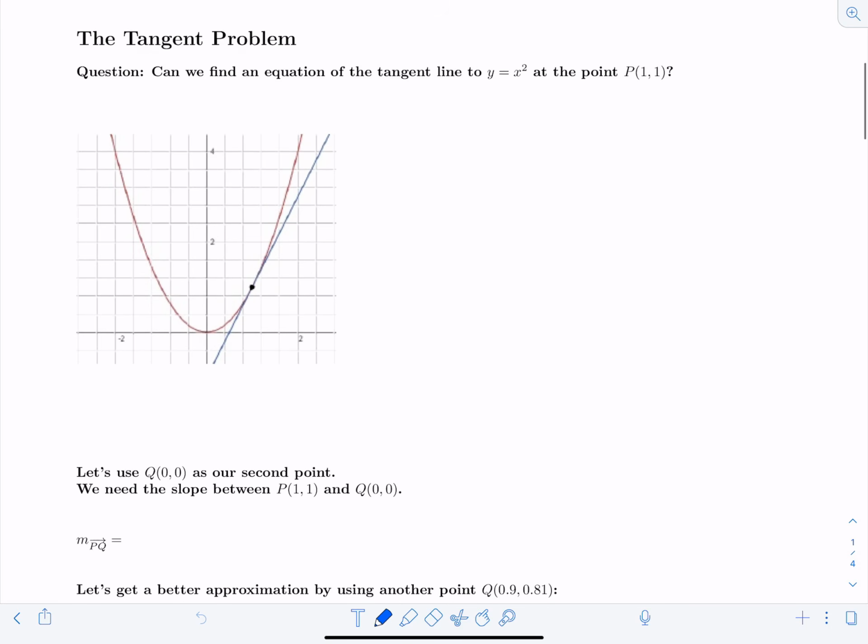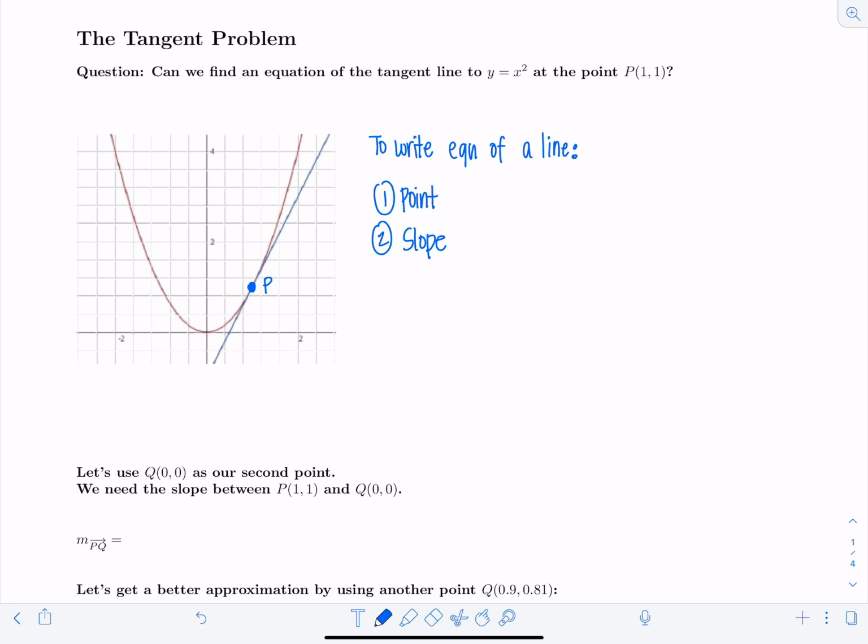Can we find an equation of the tangent line to y equals x squared at the point (1, 1)? So here's my point P, (1, 1), on the graph of y equals x squared, and I want the equation of the tangent line to that curve. Now let's think about what we need when we write an equation of a line. We need two things. We need a point and we need a slope.